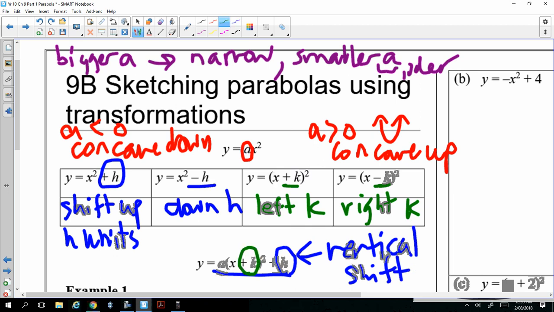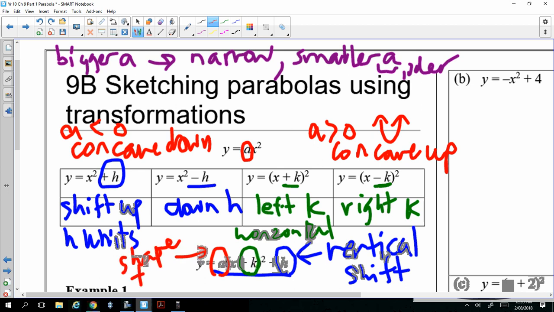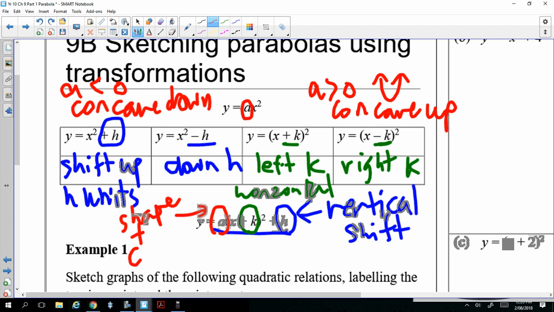And the A gives you the shape and the concavity. Shape plus concavity. So there's 3 important parts of the parabola: the horizontal shift, the vertical shift, and the concavity, whether it's concave up or down, and everything else, and whether it's narrower or wider. Okay, good. All right, once we do this, we're going to do example 1.